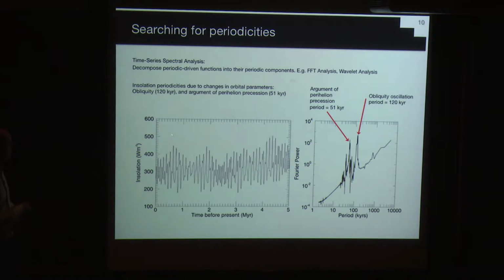Just as an example, this is the insolation function that Shane also showed in his talk, and you have it here all the way to 5 million years, and you can see the different cyclic variations. And when you take the Fourier transform of that, you can see that the two main peaks correspond to a 51,000-year period of the precession of the orbit that Shane mentioned, and then you have this peak that corresponds to the first obliquity oscillation period, 120,000 years. So at this timescale, these are the two most important peaks that drive this function.